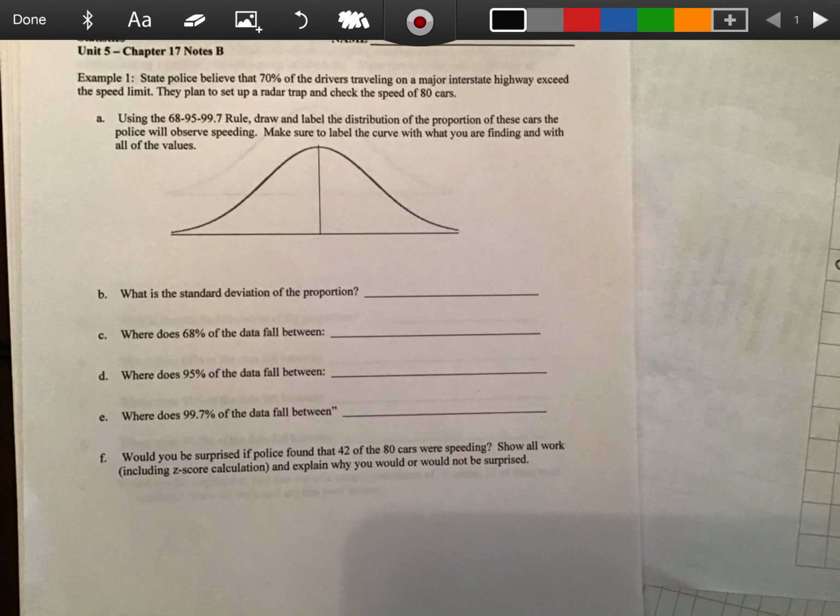All right, guys, so hopefully last week you did okay on the first part of chapter 17. If you did, this should be actually pretty easy.